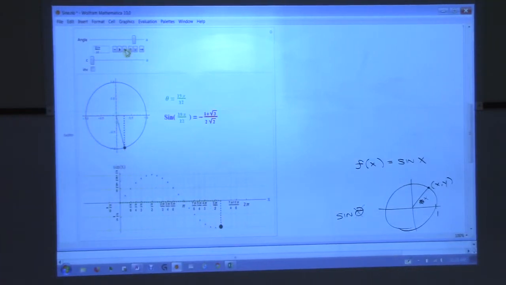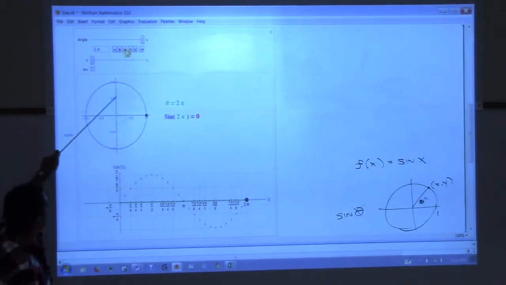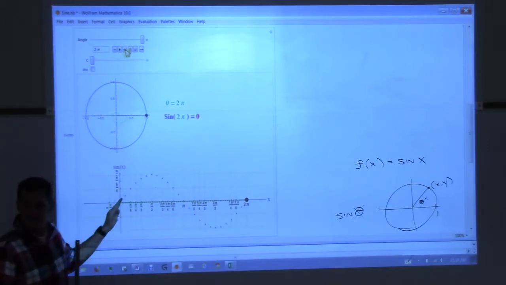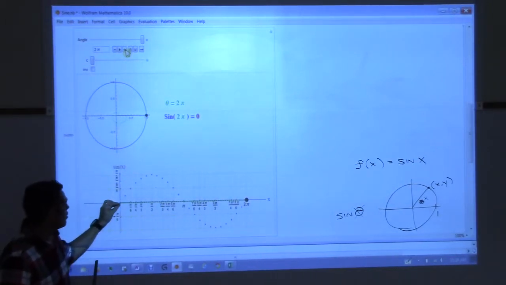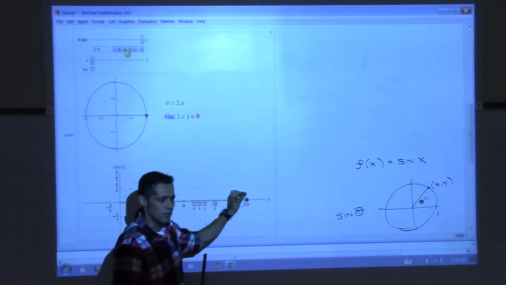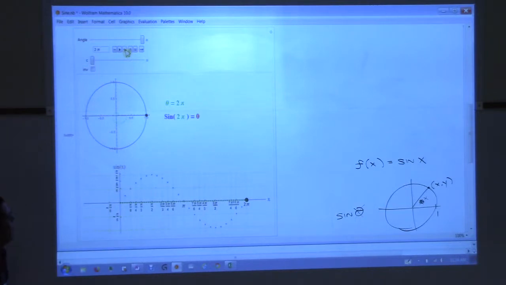And you go around and you come back, and when you go one full revolution, right? One full revolution, you have completed an entire cycle. Your y coordinate has gone up to 1, come back to 0, down to -1, and then back to 0. Yes? Okay.